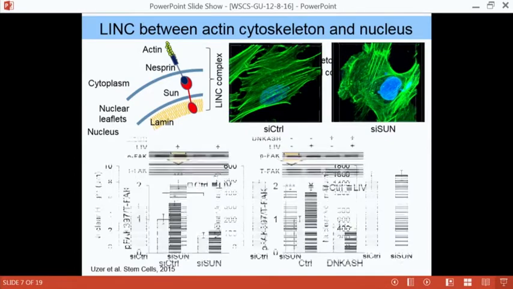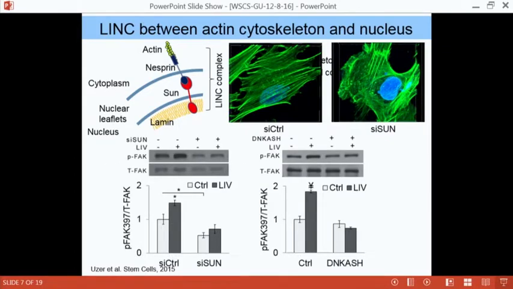So when we look at cells without functional LINC complex, what we have found is that in the absence of the LINC complex, there was no activation of mechanosensitive pathways. We did this for si-SUN treated cells and also dominant-negative KASH treated cells, which is the binding complex between SUN and nesprin, so effectively doing the same thing.